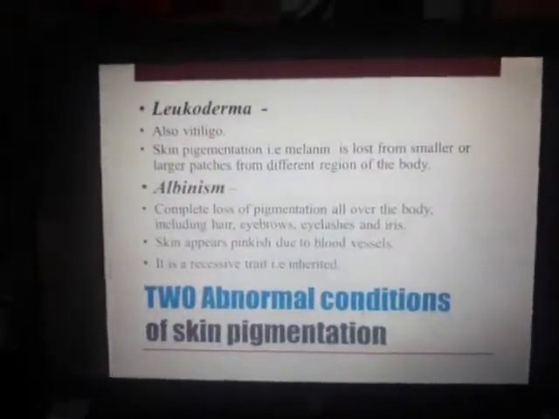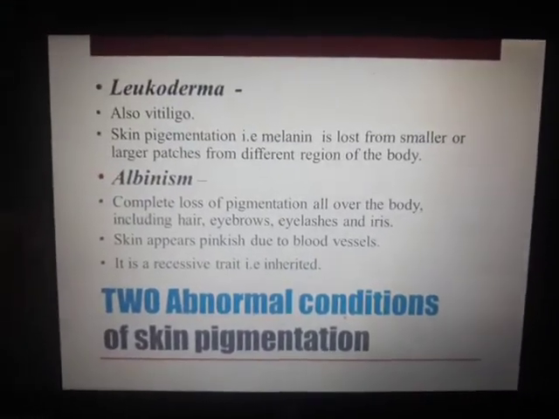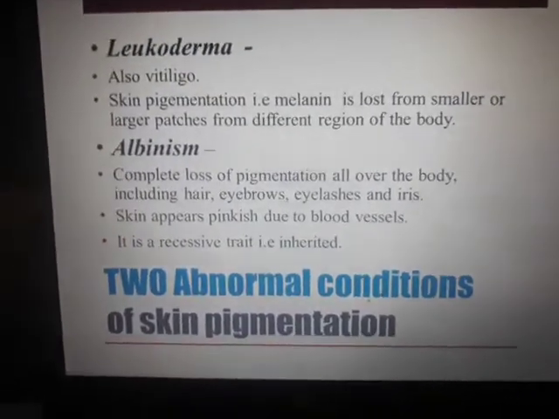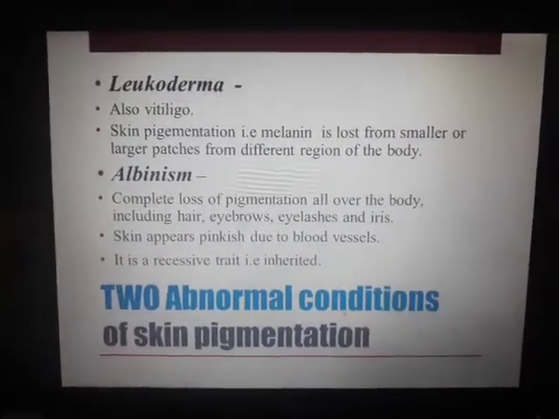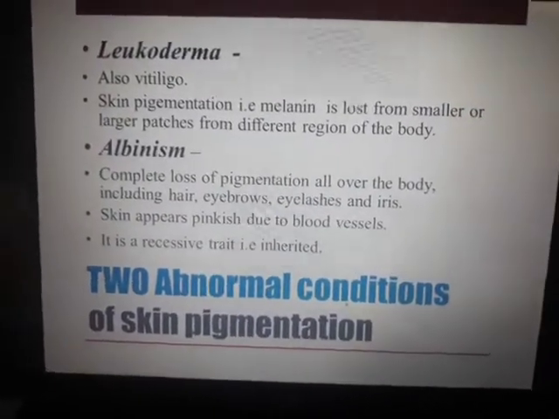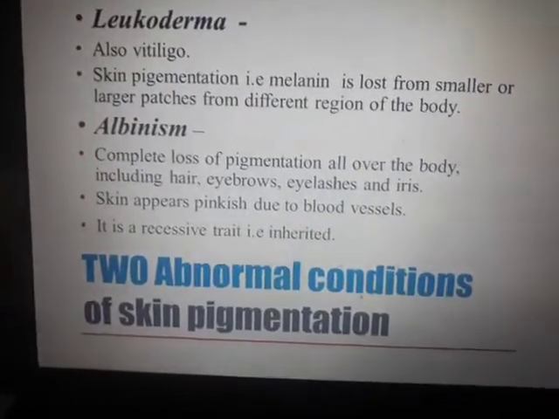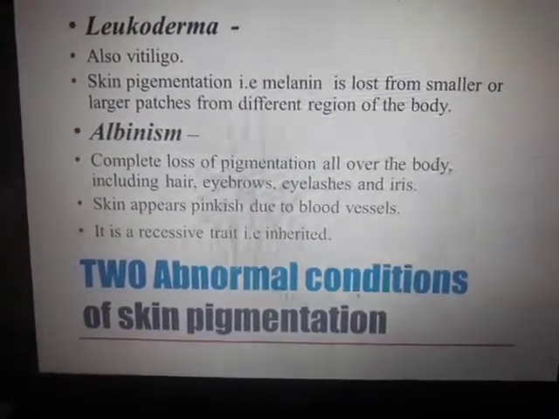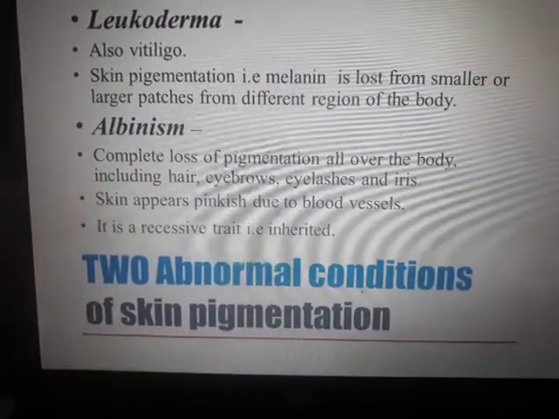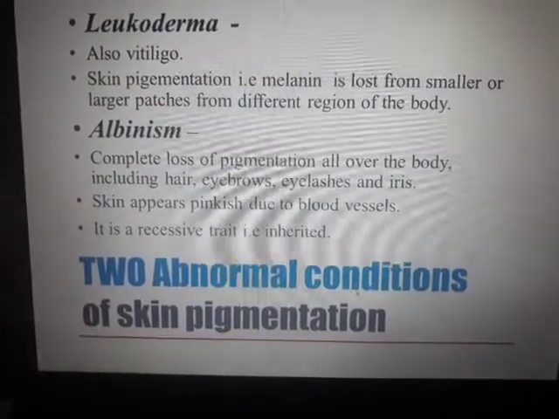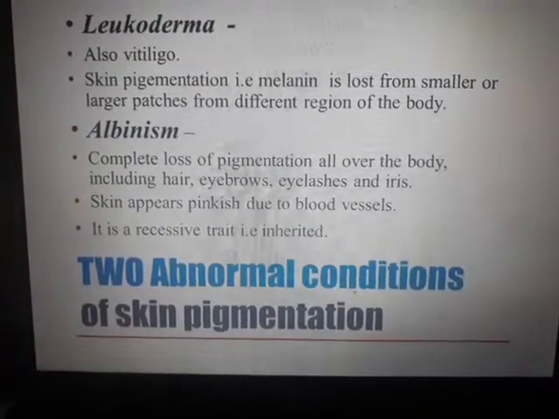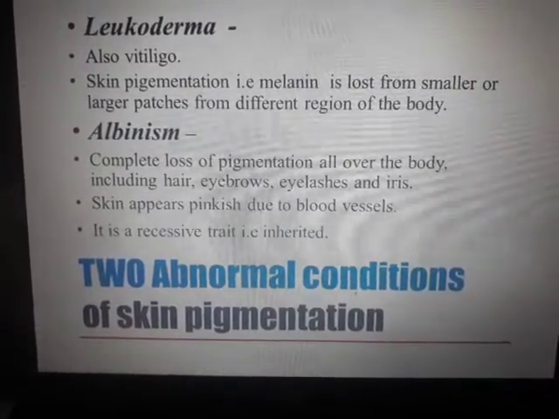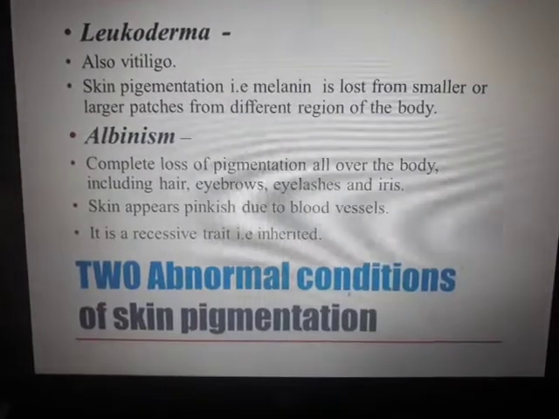Yeah. So there are two abnormal conditions of skin pigmentation. Now that we are talking about melanin, what happens? There are abnormalities found in certain people. First is called leukoderma, also known as vitiligo. Here the skin pigmentation, that is melanin, is lost from smaller or larger patches in different regions of the body, not the same region but around the body. In some patches the melanin is lost, so that is why they appear totally white in color.